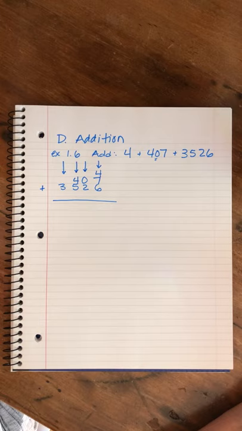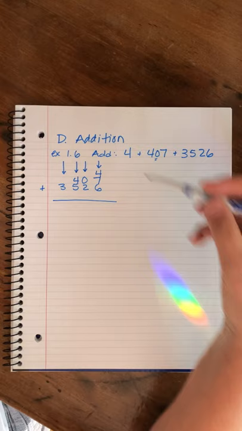Some students like to work their math on graph paper because it's got those little rows and columns. Well, it's got rows, just like regular paper, but it's got the columns, and sometimes that helps students keep their numbers neat and straight. So that's an option. Now we're gonna add, we always start over here.